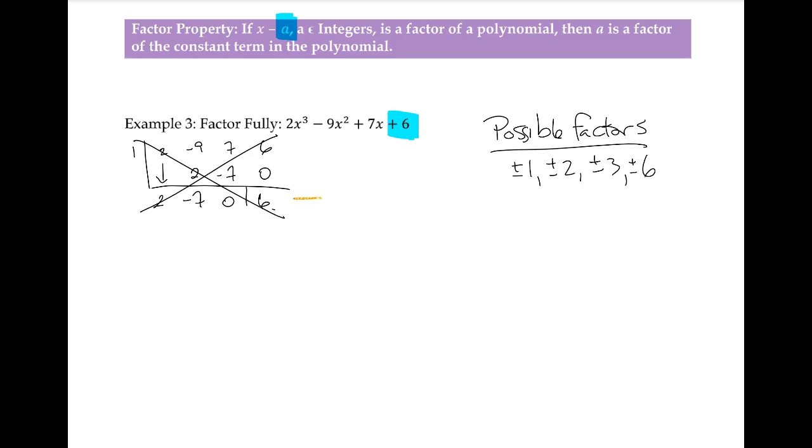So even though I had a 0 showing up in my actual polynomial, not a factor because the remainder is not 0. Okay, so I could try negative 1 though, see if that works.